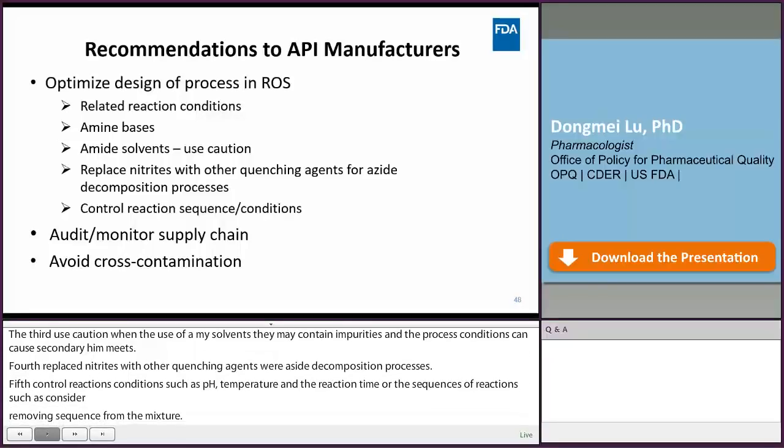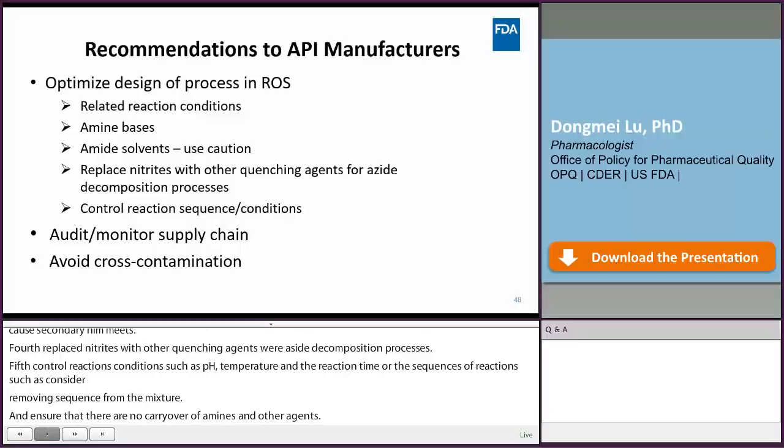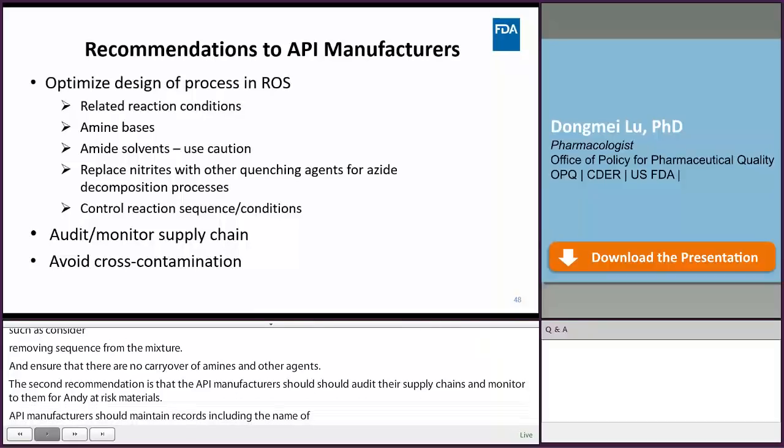The second recommendation is that the API manufacturers should audit their supply chains and monitor them for any at-risk materials. API manufacturers should maintain records including the name of the raw material manufacturers, suppliers, any repackers, and distributors who handle the material before the API manufacturer.